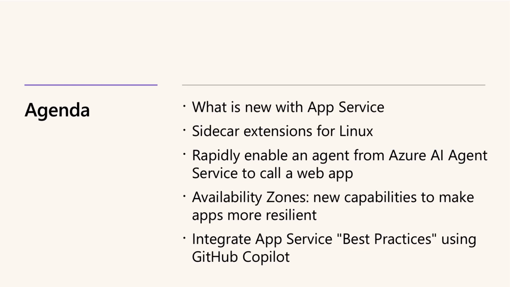Let's start with our agenda. We'll explore new features in App Service that streamline app development and deployment, including sidecar extensions for Linux apps to extend functionality. I'll then demonstrate enabling Azure AI Agent Service to integrate AI effortlessly. We'll dive into availability zone updates for improved resilience, and finish with how GitHub Copilot boosts your productivity by integrating App Service best practices. Stay tuned for practical demos throughout.